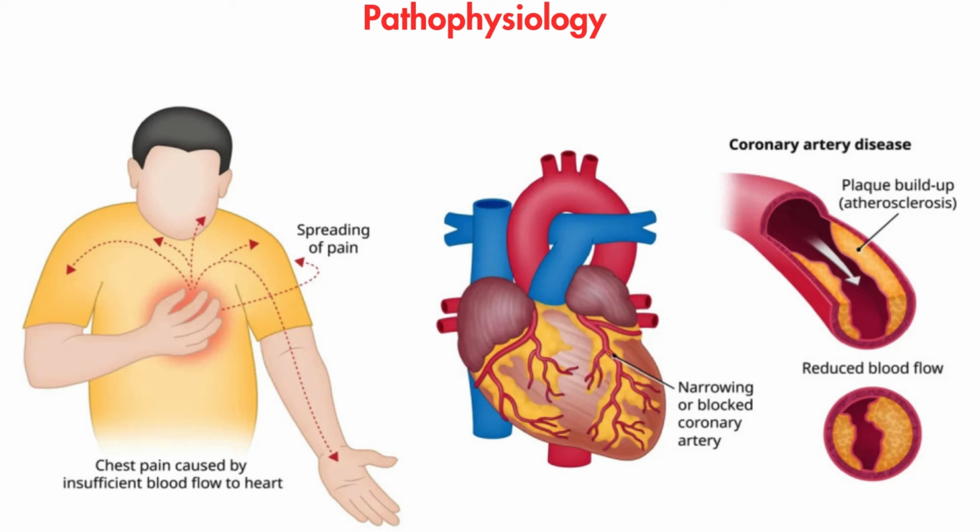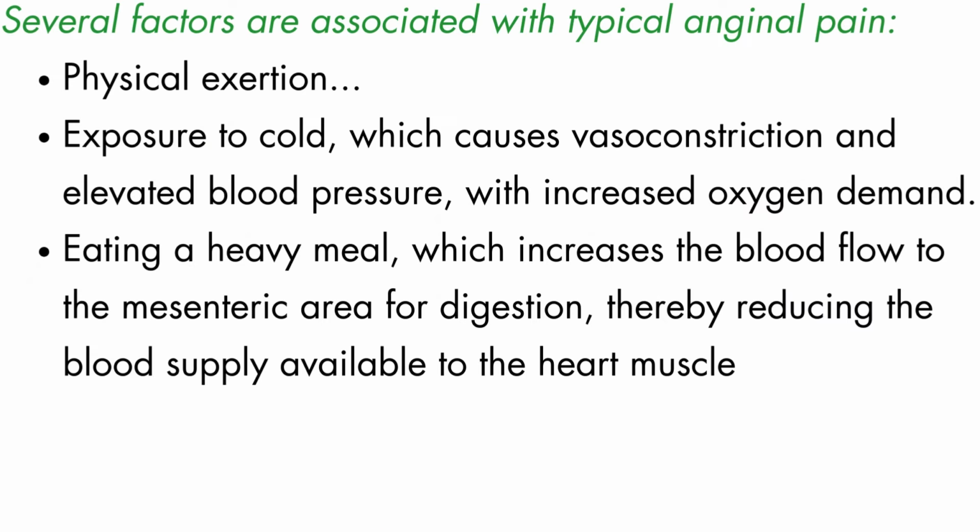Normally, myocardium extracts a large amount of oxygen from the coronary circulation to meet its continuous demands. When demand increases, flow through the coronary artery needs to be increased. But when there is a blockage in a coronary artery, flow cannot be increased and ischemia results. Several factors are associated with typical anginal pain.